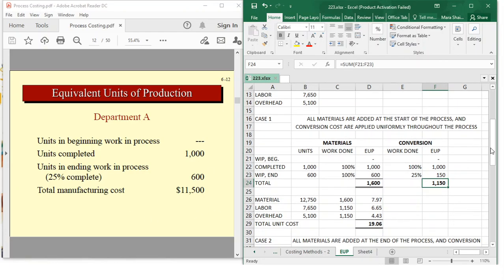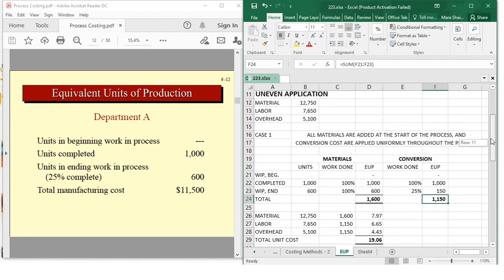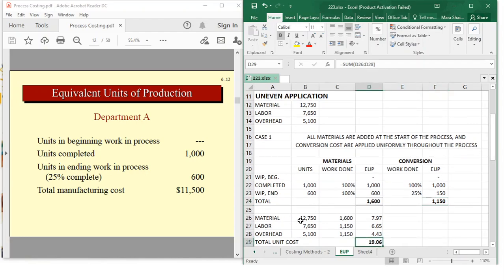So, kung mag-compute ka sa imuhang cost, diba? Kung mag-compute ka sa imuhang unit cost, ang imuhang materials, ang iyahang EUP is 1,600. So, meaning iyahang unit cost sa imuhang material is 7.97. So, that is 12,750 divided by the EUP.